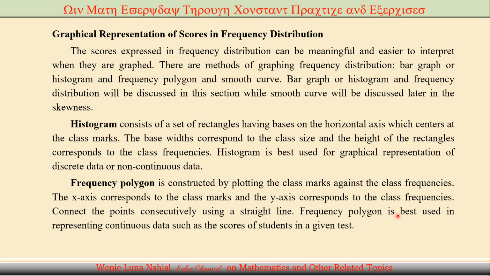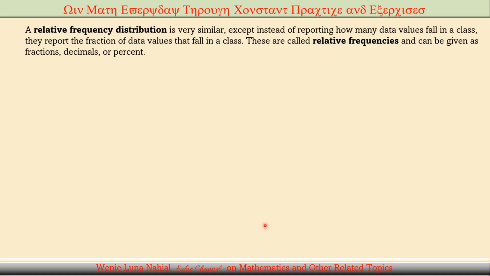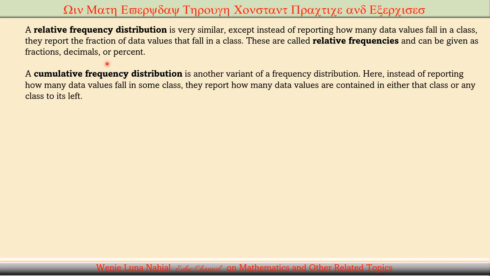Frequency polygon is best used in representing continuous data such as the scores of students in a test. Now, a relative frequency distribution is very similar, except instead of reporting how many data values fall in a class, they report the fraction of data values that fall in a class. These are called relative frequencies and can be given as fractions, decimals, or percent.